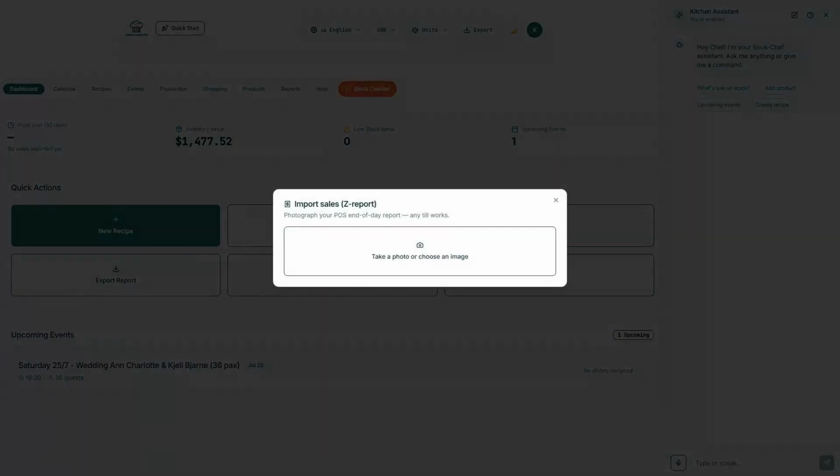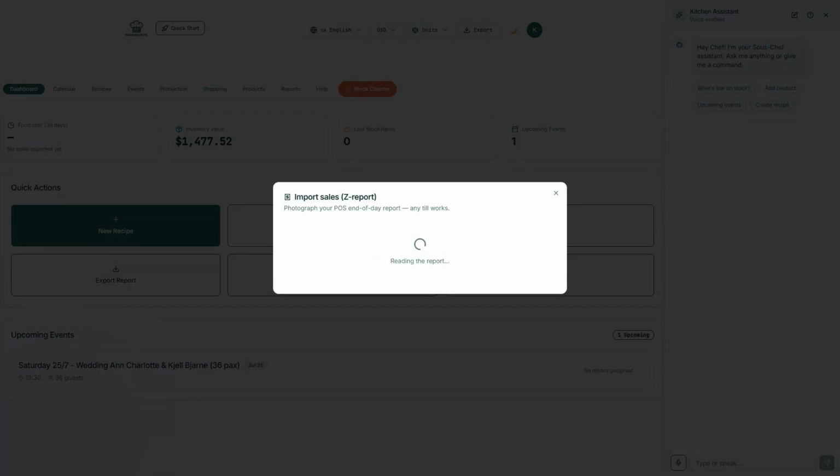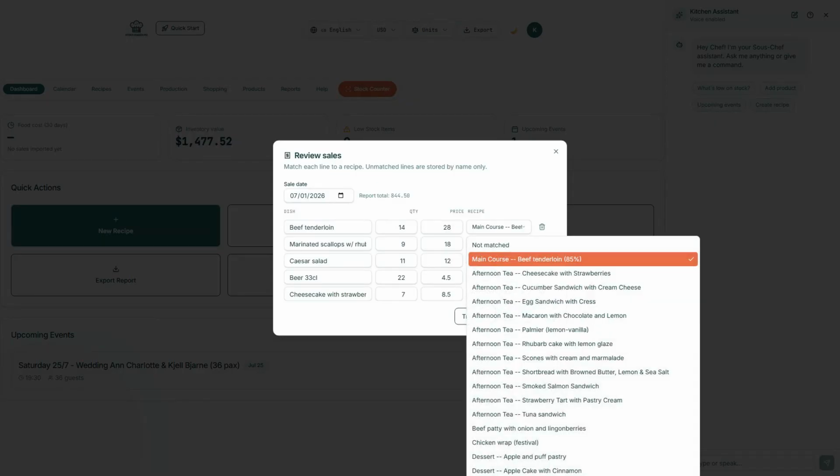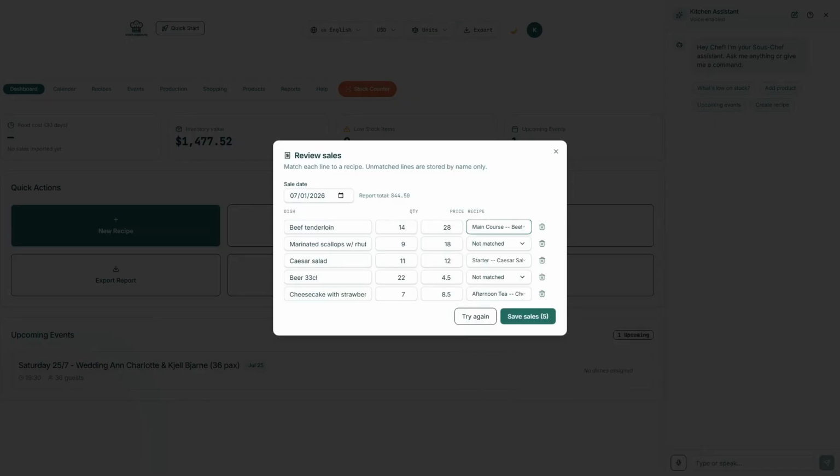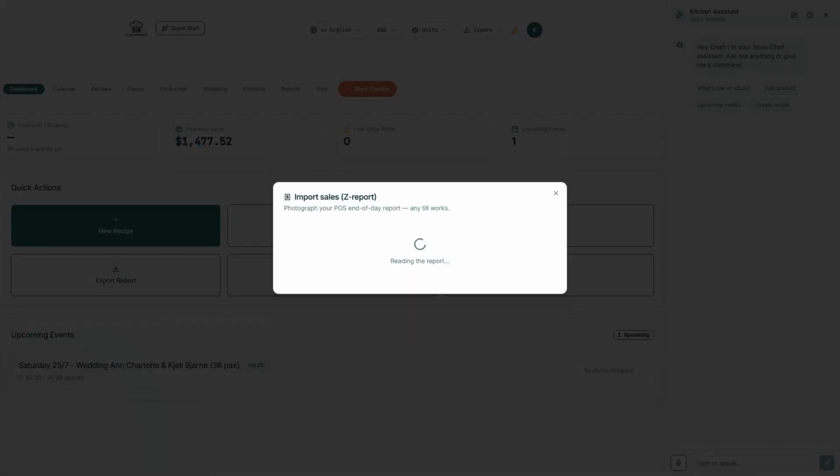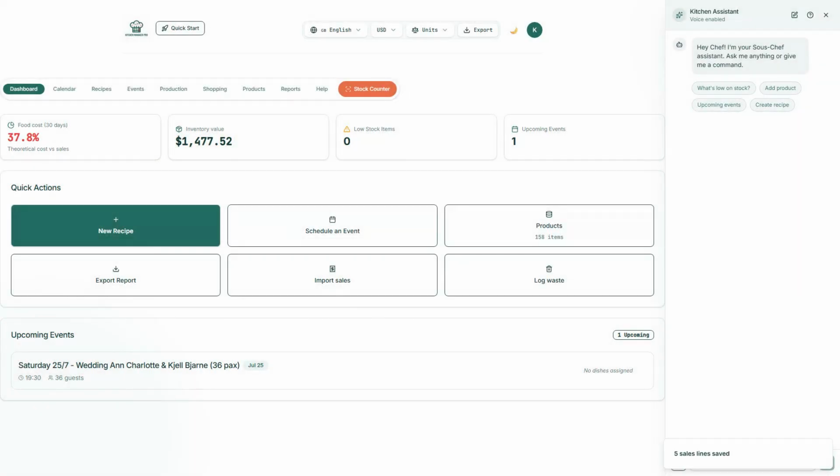Reports are fed by two daily actions: the end-of-day sales photo and logging waste, both live on the dashboard. The first, at closing, a photo is taken of the sales report. Each line is matched to a recipe with a confidence percentage, and that match can be changed by hand.